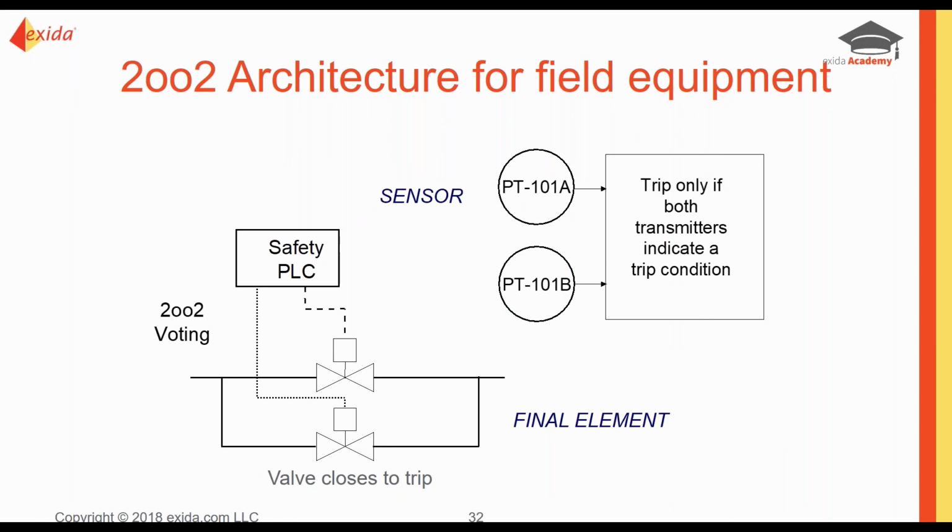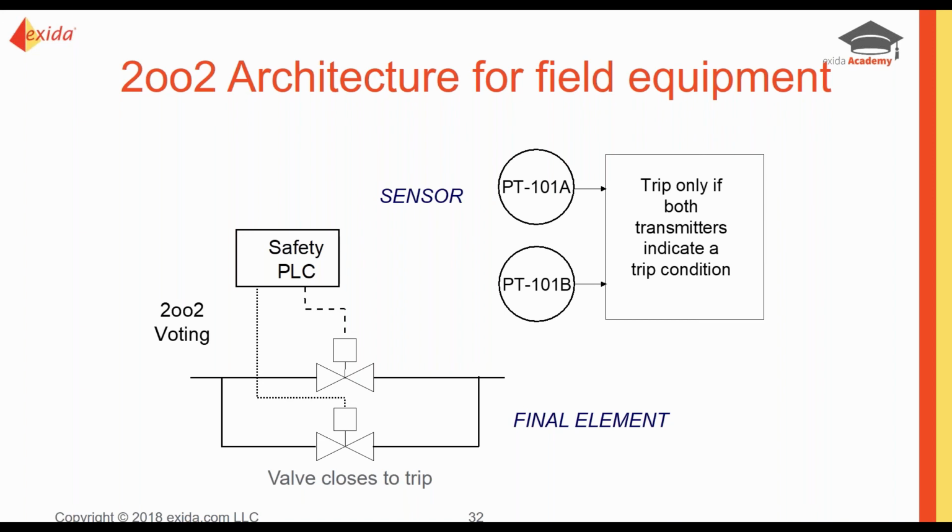Things look a little bit different for a 2 out of 2 architecture. Let's look at sensors. Let's say that you still have your two pressure transmitters, 101A and 101B. However, now the trip of your SIF can only happen if both transmitters indicate a trip condition. So if one of those transmitters says, oh, we have an issue, but the other one says no issue, your system won't trip.